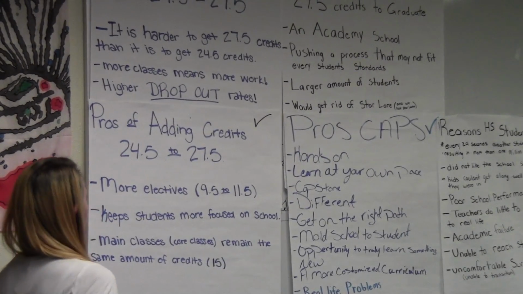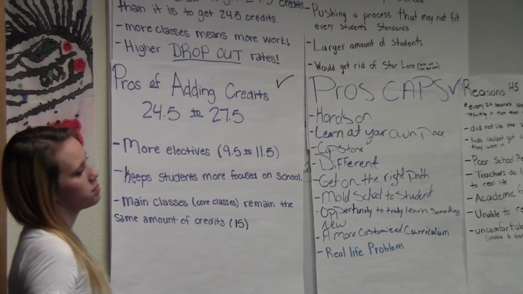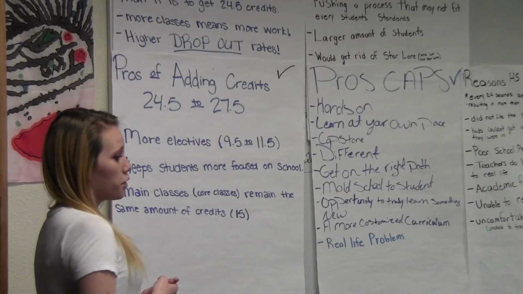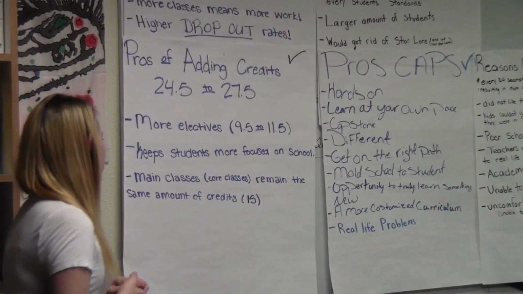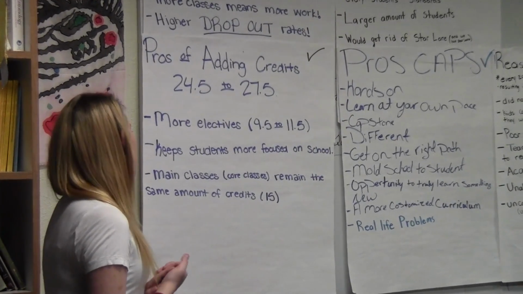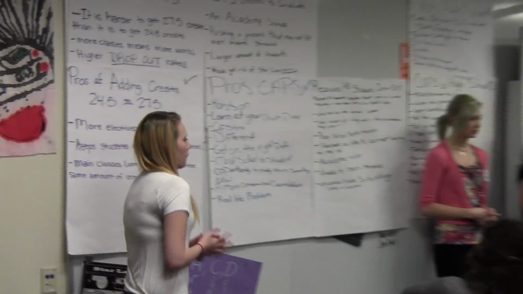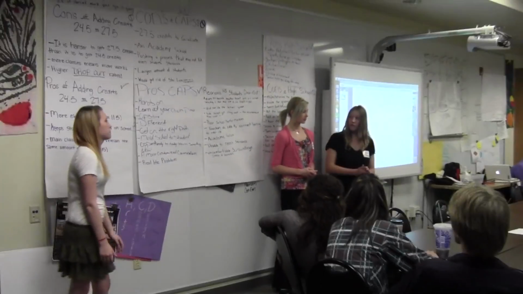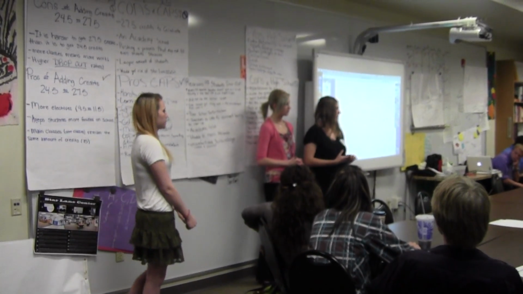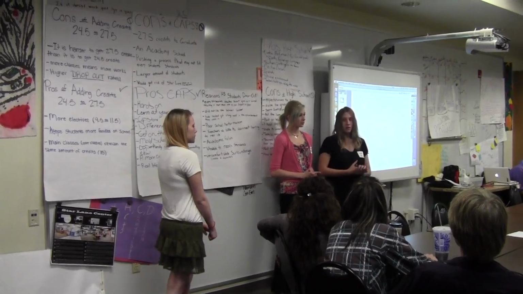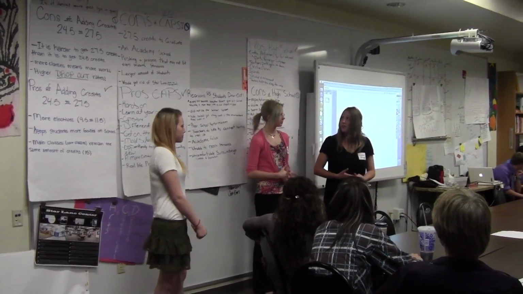But what we are trying to look at more is the pros of adding credits, which is more electives. It goes from 9.5 credits to 11.5. And then it keeps students more focused on school, and the core classes remain the same amount of credits, which is 15. The change from 9.5 to 11.5 was just added a week ago or Monday. So it's just now recent.